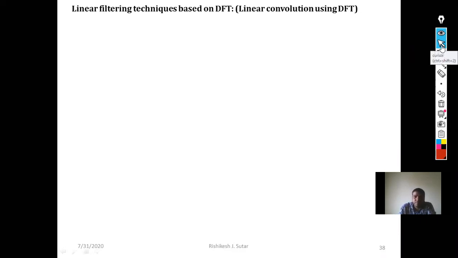Welcome to session 8 of Unit 2 in Digital Signal Processing. In this session, let us try to understand the linear filtering techniques based on DFT, that is, linear convolution using DFT.